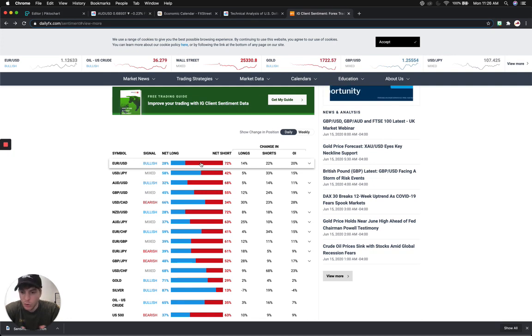Now this isn't always right. That's not saying, oh, it's going to drop because 72% of people are short on it or think it's going to drop. It's just another tool to use in your trading. You know where most of the positions are.